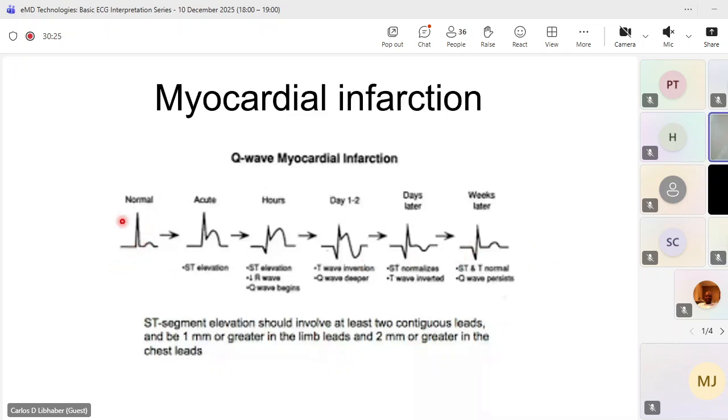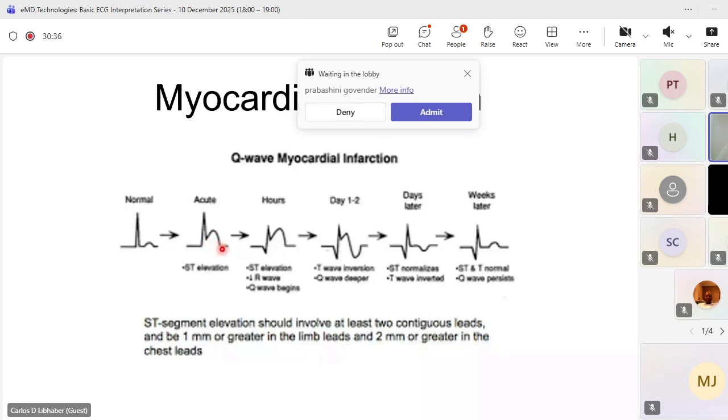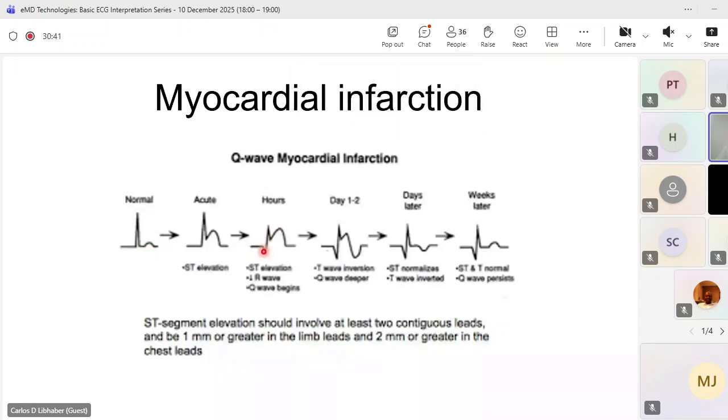Weeks later, normal. He comes, he complains of chest pain. I see ST elevation. I see a big T, nothing compared to the normal T. More ST elevation, more Q, less R. More Q, less R. I still have ST elevation, and that wonderful T that became a giant T is becoming a negative T after 1 or 2 days.